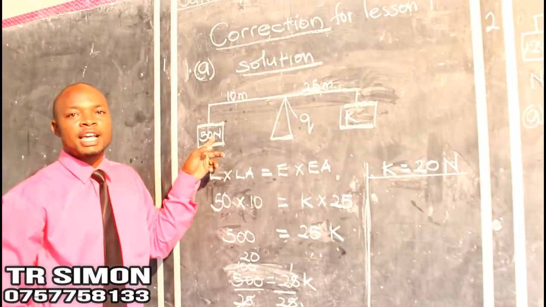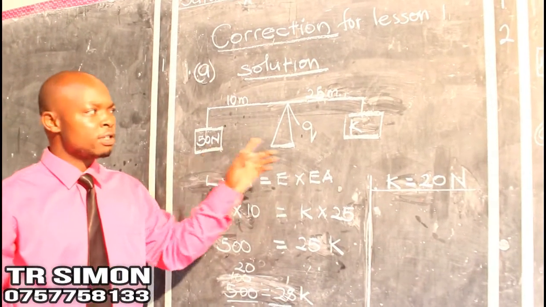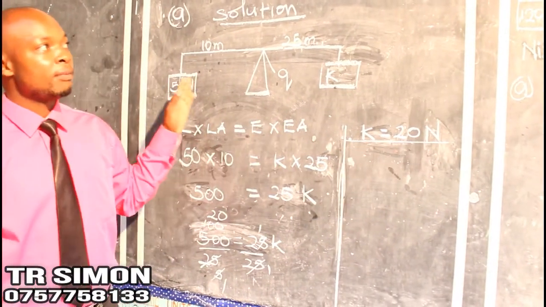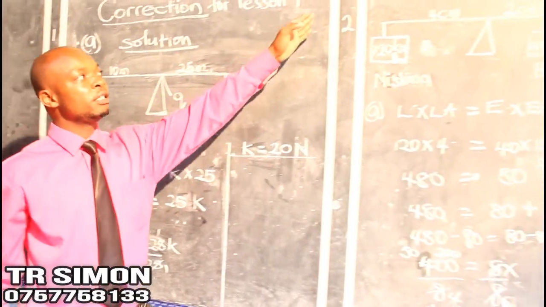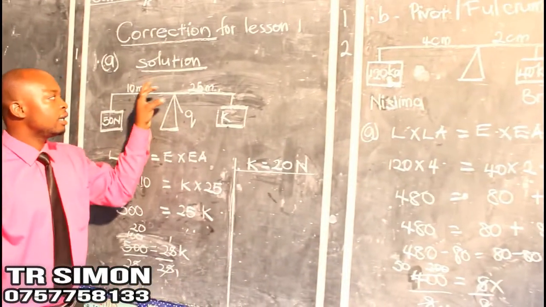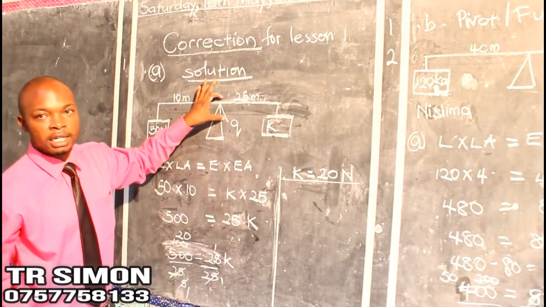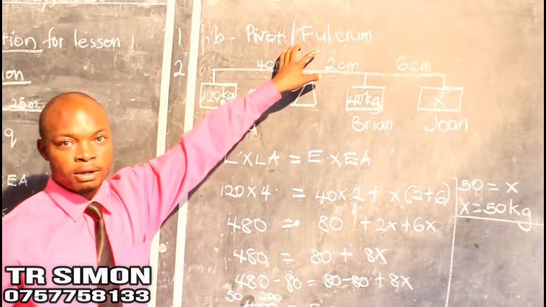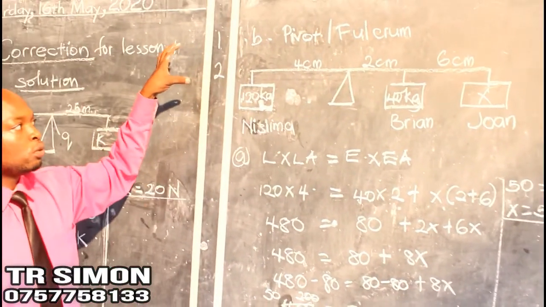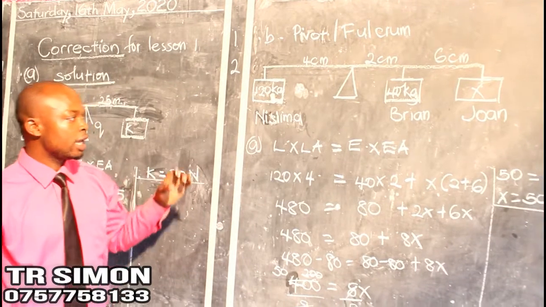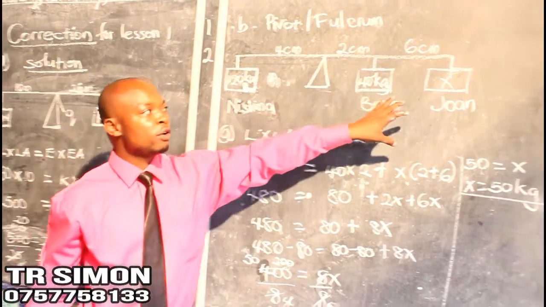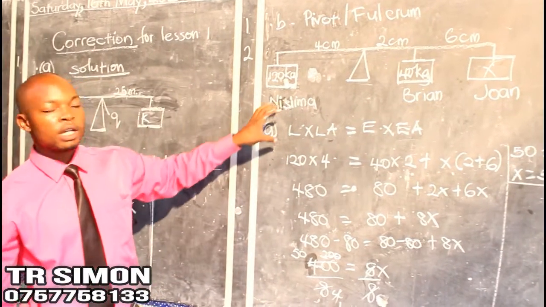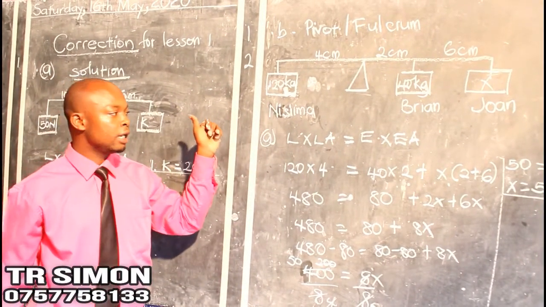We are following the units. In case they would have given us kilograms here, then we would have used the kilogram. But because the unit here is Newton, we have also used what? Newtons. That's the number 1A. Number 1B, we are looking at the name given to this part here, the turning point, is the pivot, like you have seen it here, right? Then when we come to number 2A, we have to look for Joanne's weight. Joanne's weight is missing. We shall follow the same procedure like we did in number 1.